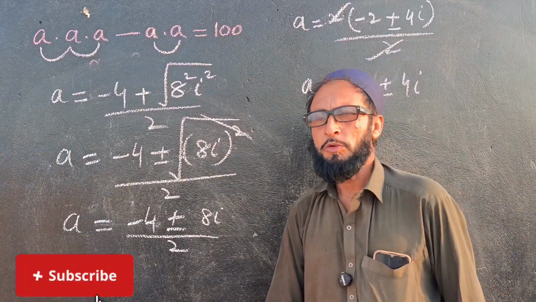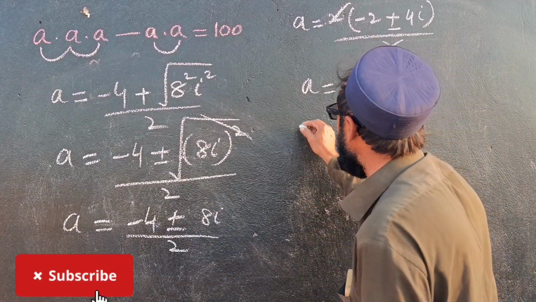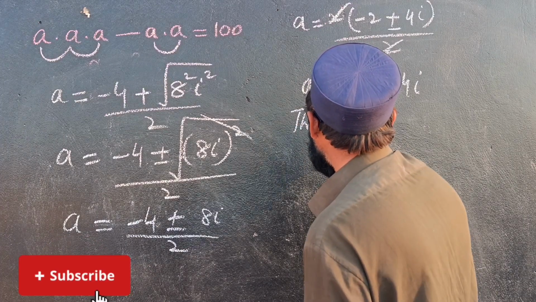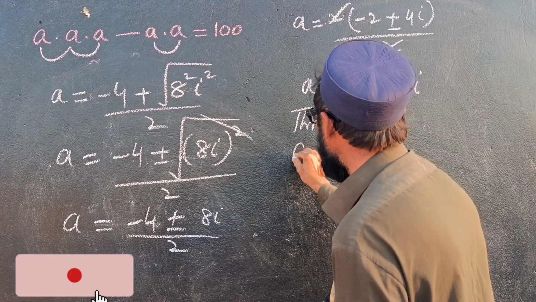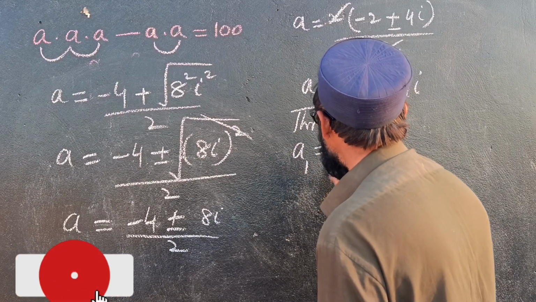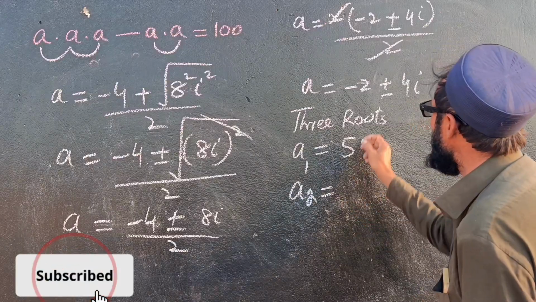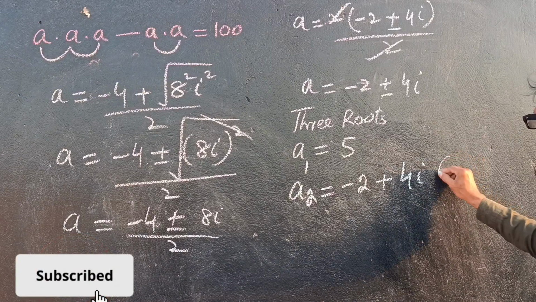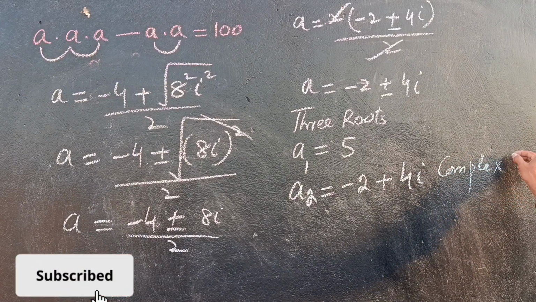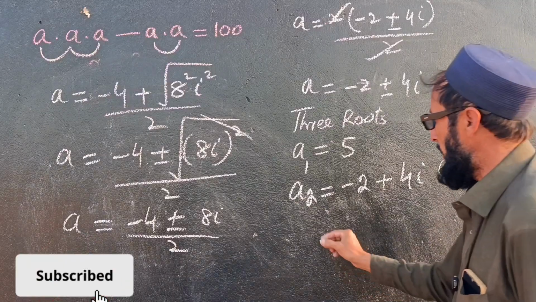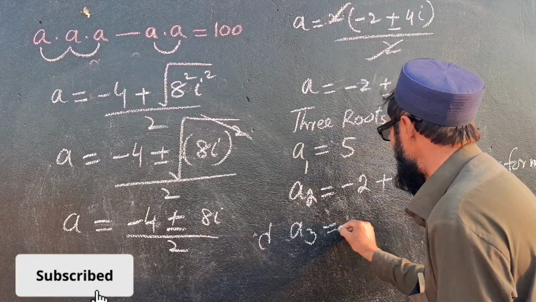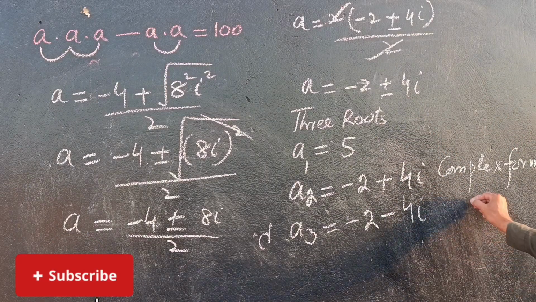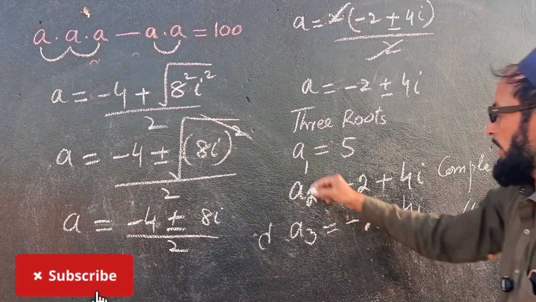The given equation is in cubic form, so we get 3 roots. The roots of this equation are: a1 is equal to 5, and the second root a2 is equal to minus 2, taking the positive sign, plus 4 iota, which is in complex form. Similarly the third root is minus 2 minus 4 iota, which is also in complex form.